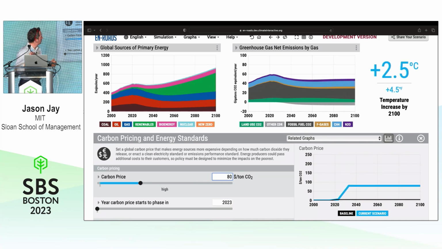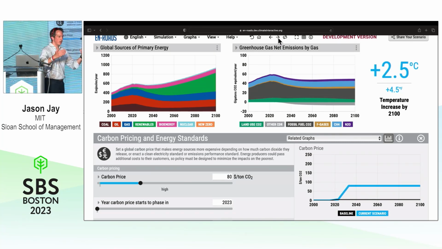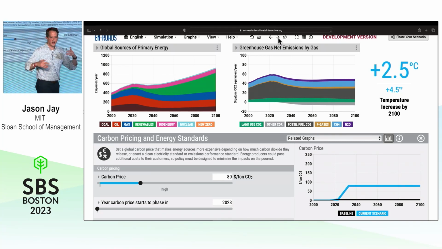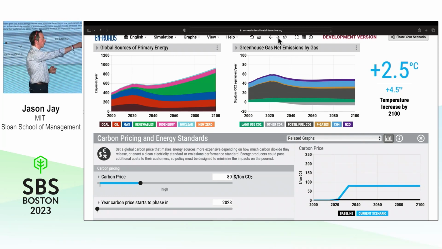Okay, that was 0.6 of a degree of avoided warming. That little whistle sound that came, that's the response that we've gotten from members of the House, Senate, Biden administration, and other government officials in other countries when we do the conversations with them around the En-ROADS, as well as with corporate leaders and investors.